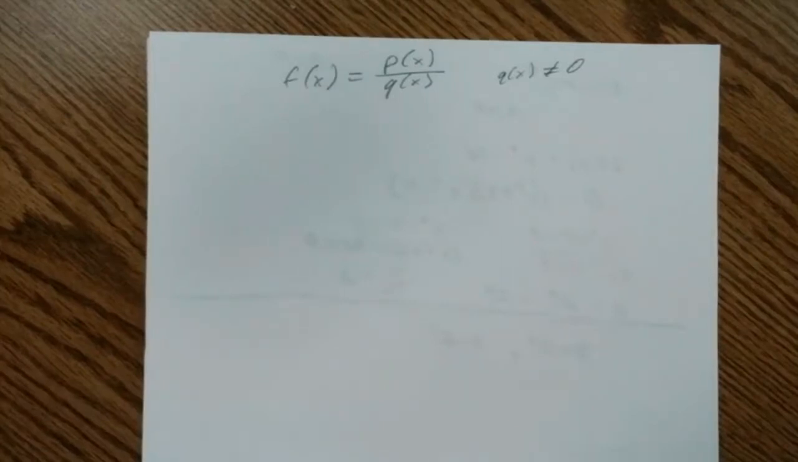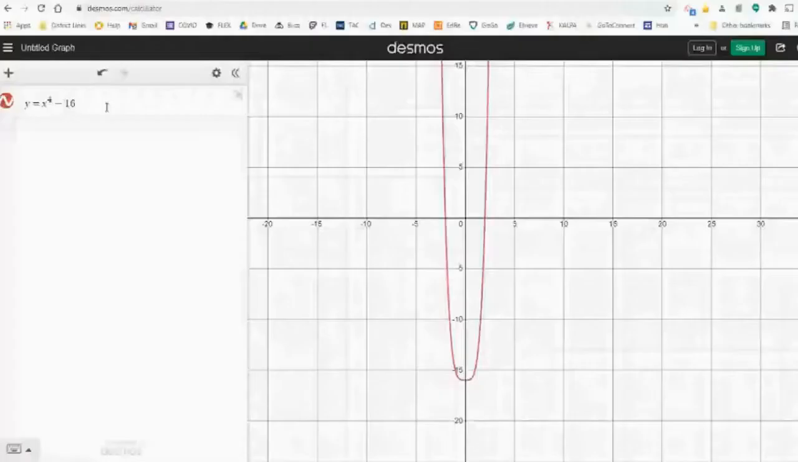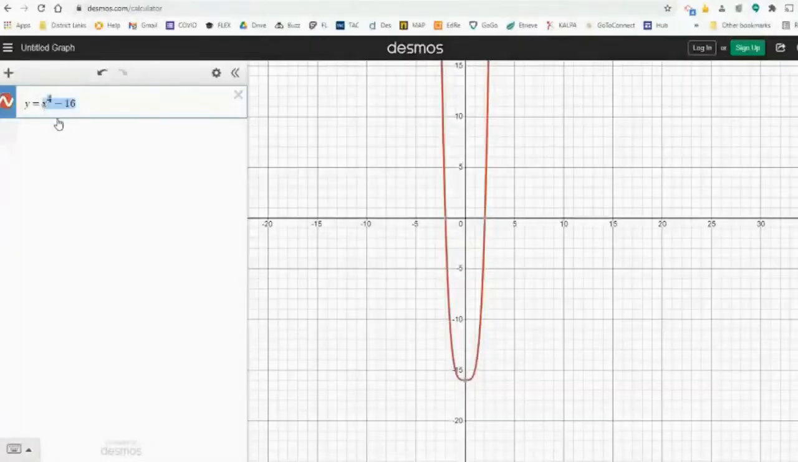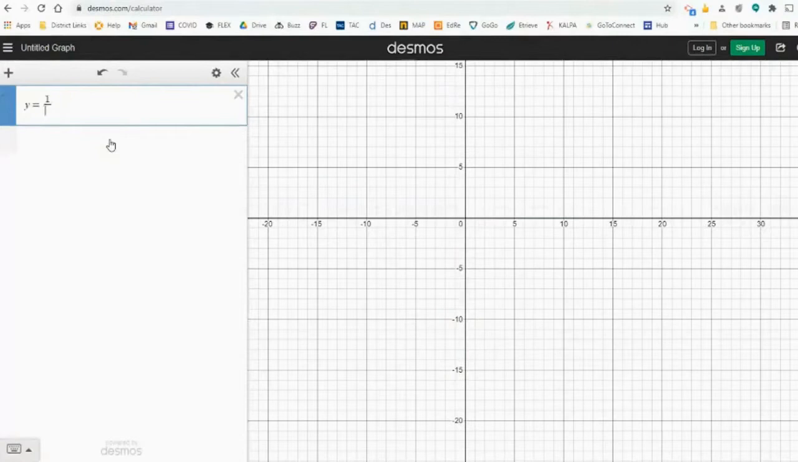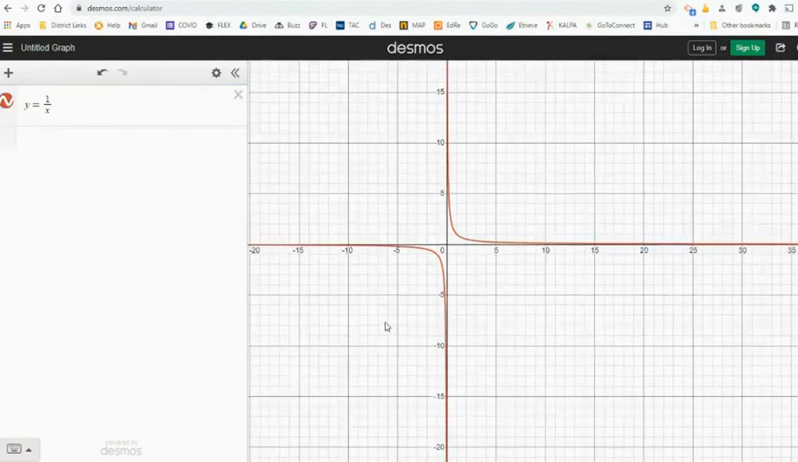So let's look at, for example, I'm going to change this, instead of x to the fourth, we're going to go 1 divided by x. Right, 1 divided by x. And what we see there is we have a vertical asymptote at x equals 0, because we know with x being the denominator, 0 cannot be the denominator because we can't divide by 0.